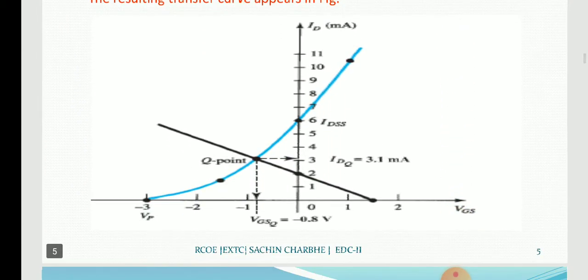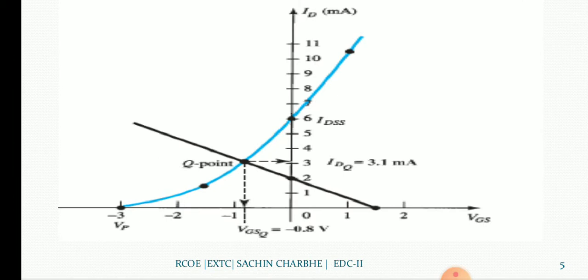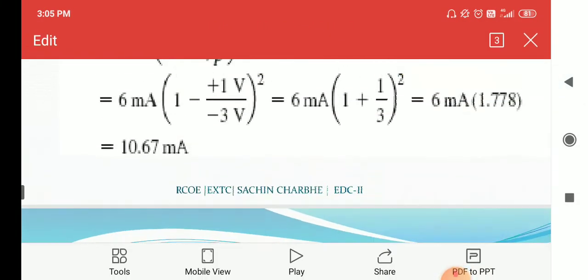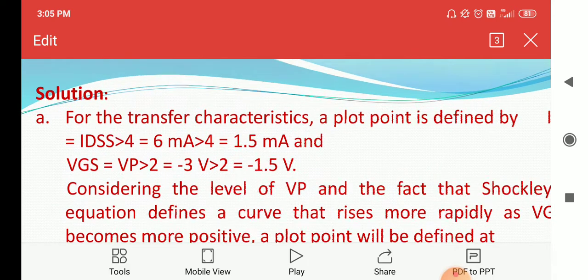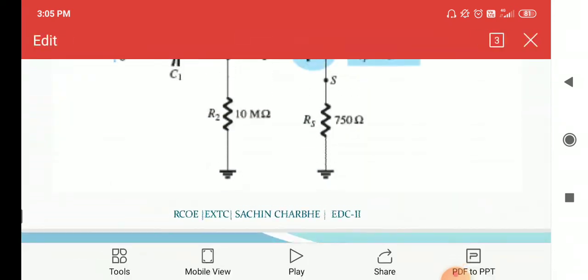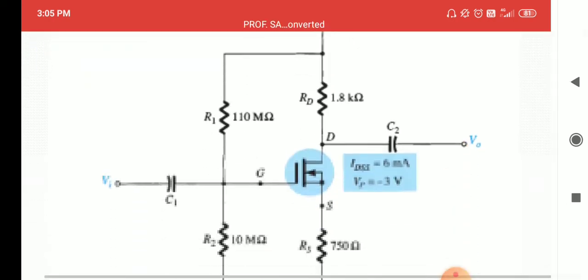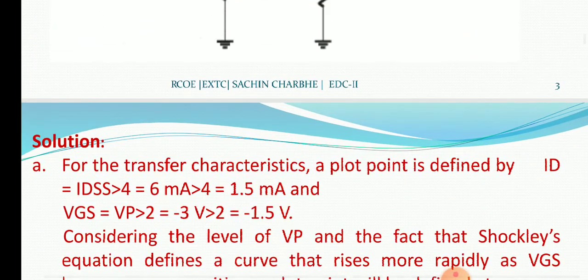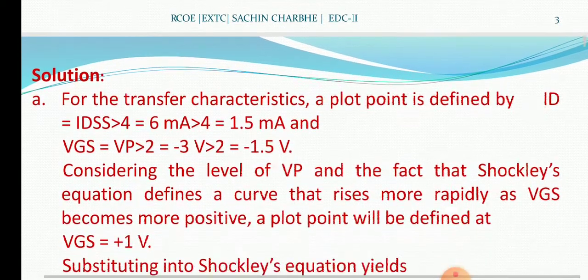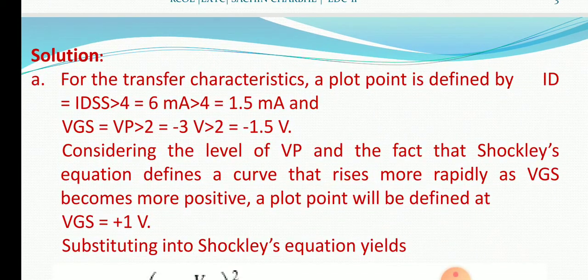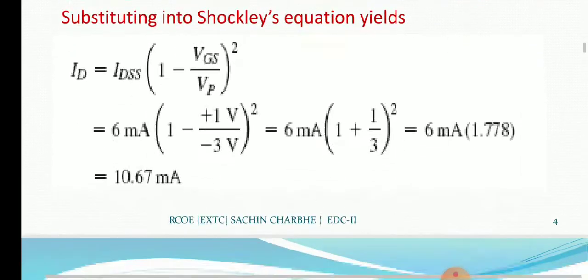So this graph is plotted against VGS values. We can take the value of VGS between -3 to +2 volt. So we consider the value 1.5 milliampere at -1.5 volt VGS.